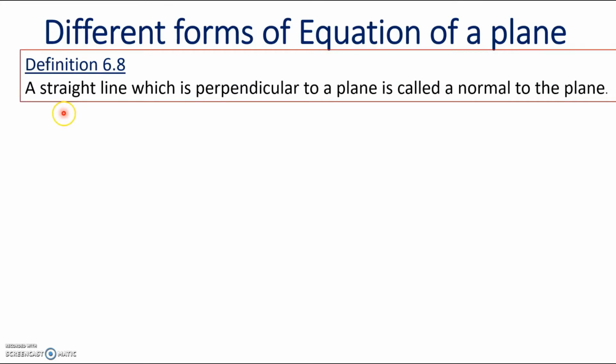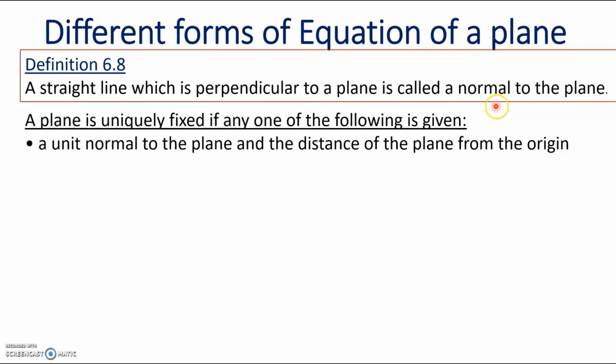But before we go into that, I want to explain what a normal to the plane is. A straight line which is perpendicular to a plane is called a normal to a plane. So we would be using this, and that's why we're defining this. So any line which is perpendicular to a given plane is called a normal to the plane.